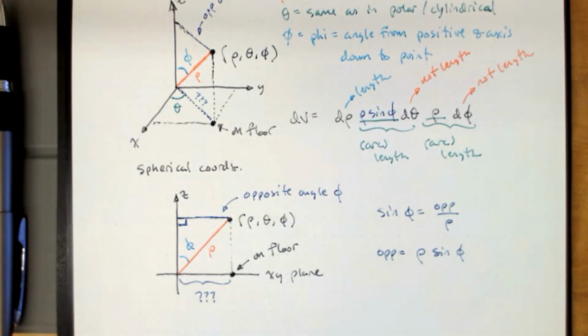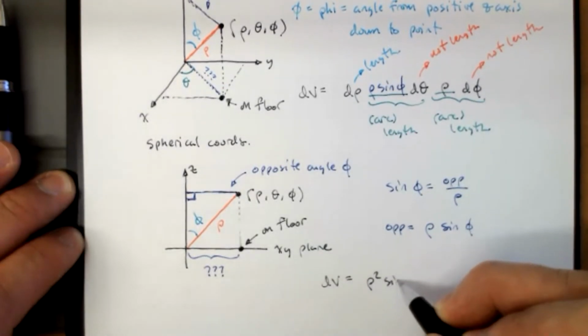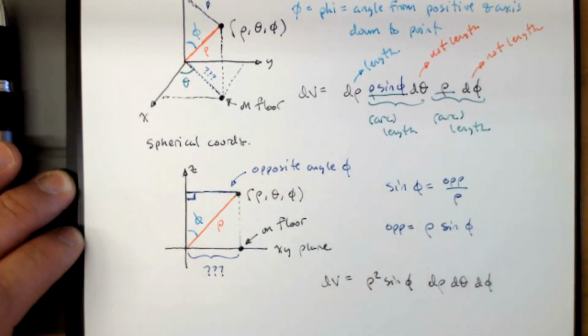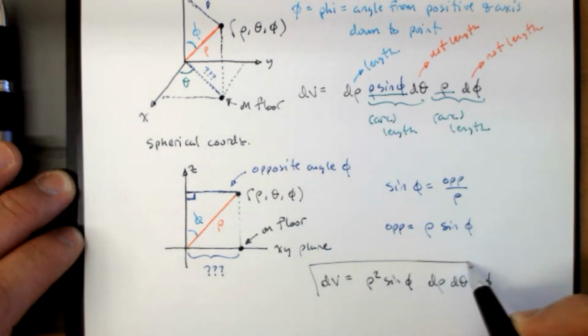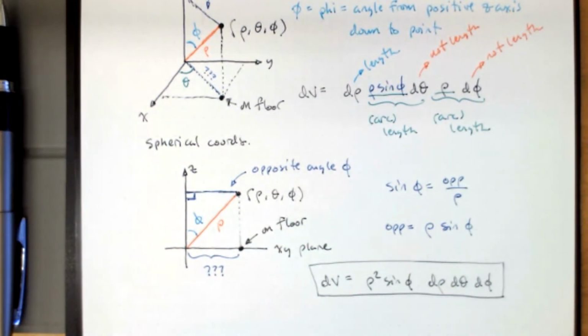Now all three of my factors in dV are lengths. d rho is a length because rho is just a length. Rho sine phi turns d theta into an arc length, and rho turns d phi into an arc length. So if we simplify that, in spherical coordinates dV is rho squared times the sine of phi, d rho, d theta, d phi. So this is the factor that we're going to use for dV when calculating triple integrals in spherical coordinates.